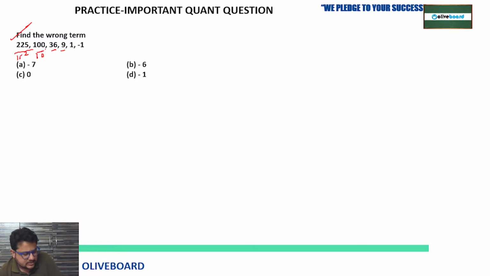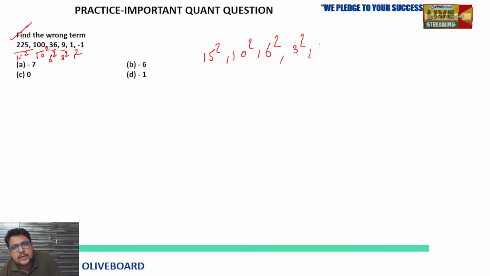15 square. This is the 10 square. This is the square of 6. This is the square of 3. And this is the square of 1. Perfect square values are there. So if you see something like this, where each and every number is a perfect square of some value, then just apply that first. So 15 square, then 10 square, then 6 square, then 3 square, then 1 square. Then minus 1 is there also. So minus 1 is not any number's square.